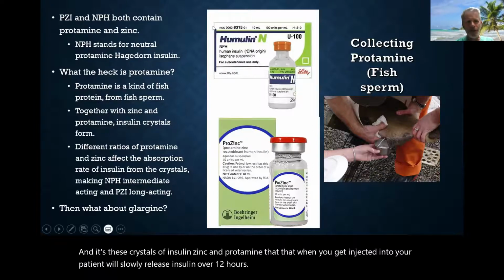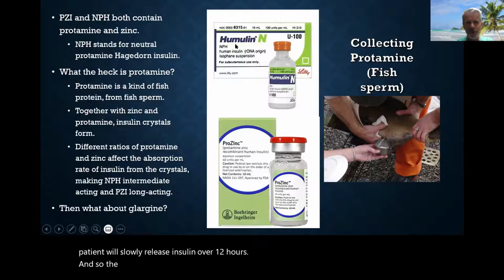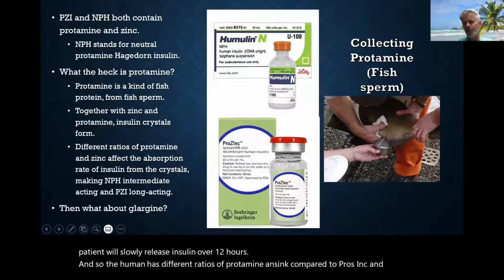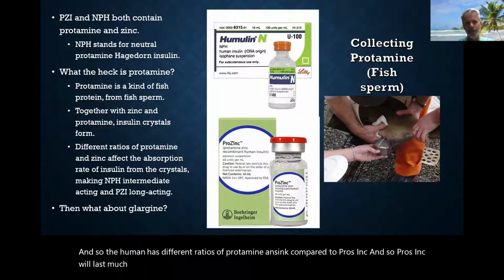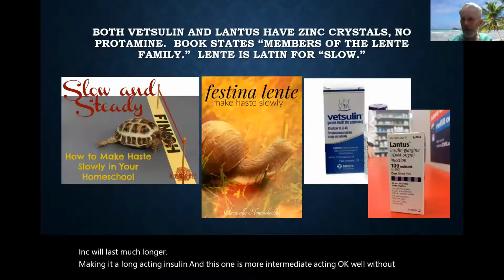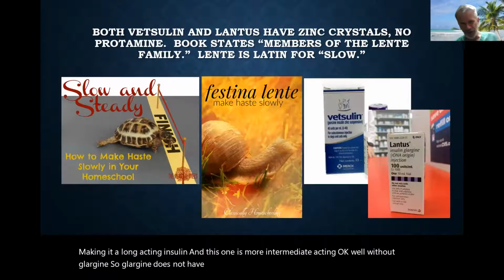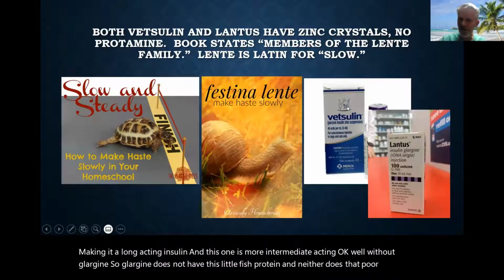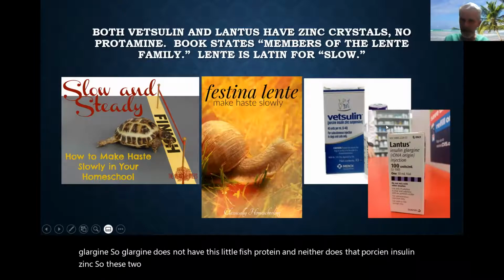And so the Humulin has different ratios of protamine and zinc compared to Prozinc. And so Prozinc will last much longer, making it a long-acting insulin, and this one is more intermediate acting. Okay, well, what about glargine? So glargine does not have this little fish protein, and neither does that porcine insulin zinc. So these two, they don't have protamine, and here's why I'm telling you this.